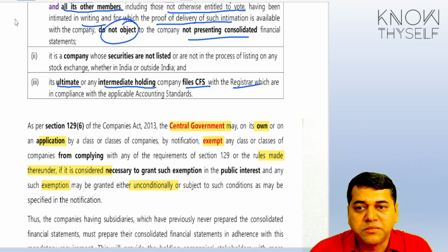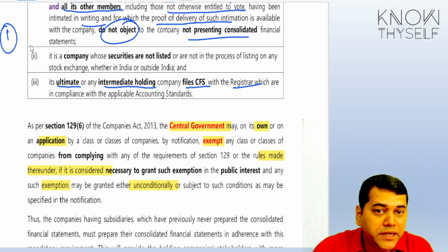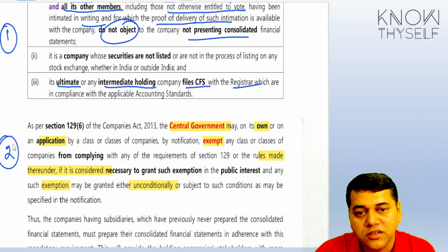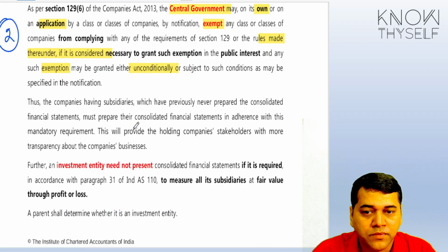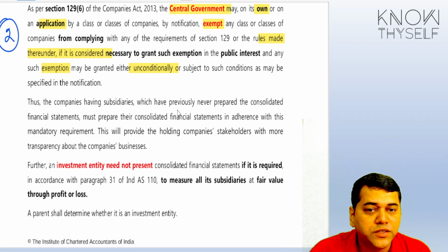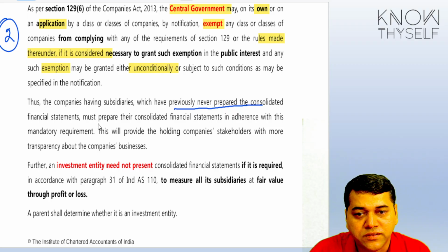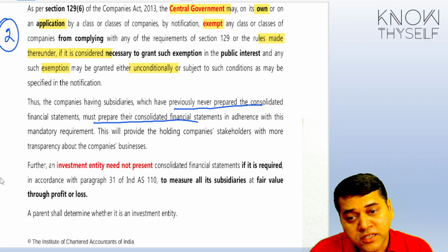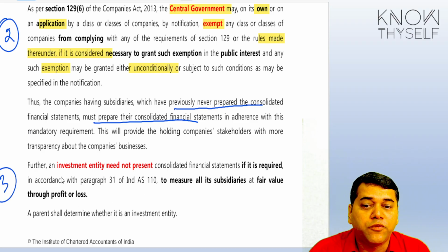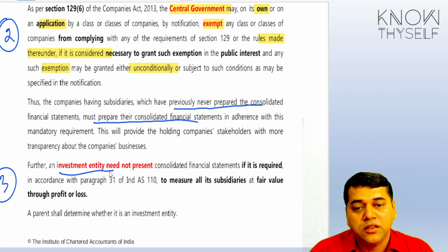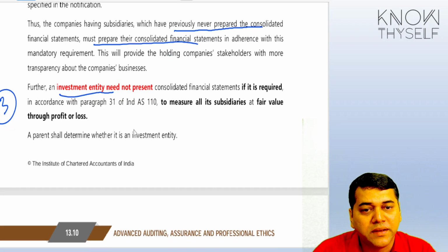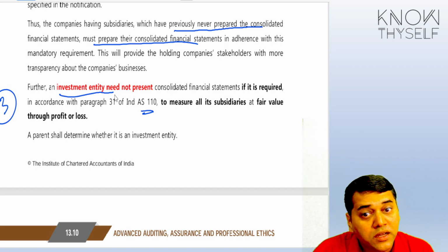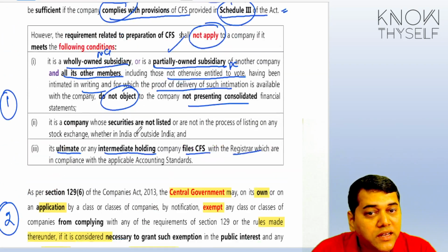That means exemption number 1 is for the intermediate subsidiary. Exemption number 2, for a class of companies, the government can give the exemption. Then the third exemption is going to come for investment entities. Now, investment entities need not present the CFS if it is required as per Ind AS 110. So these two things are available under the Companies Act.